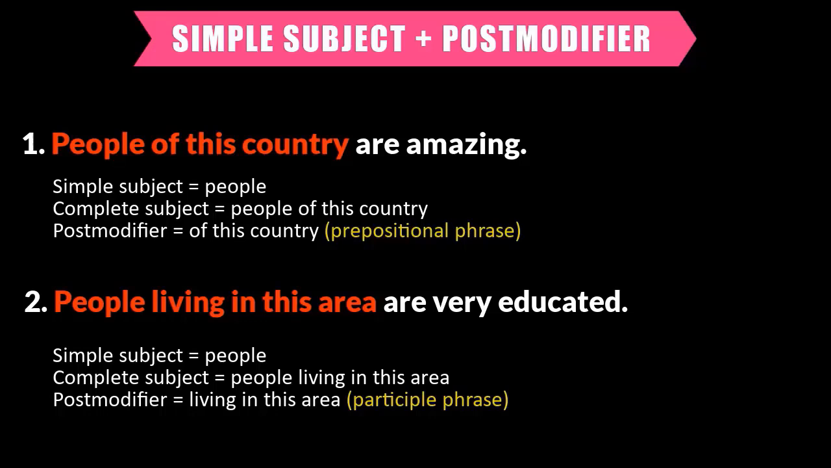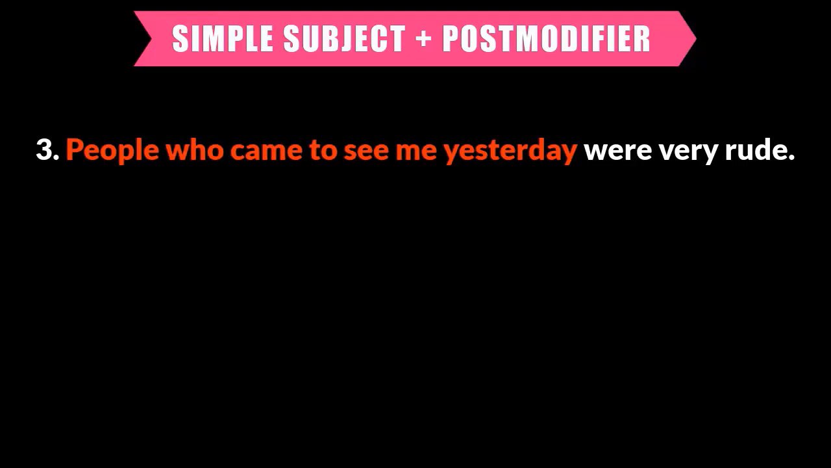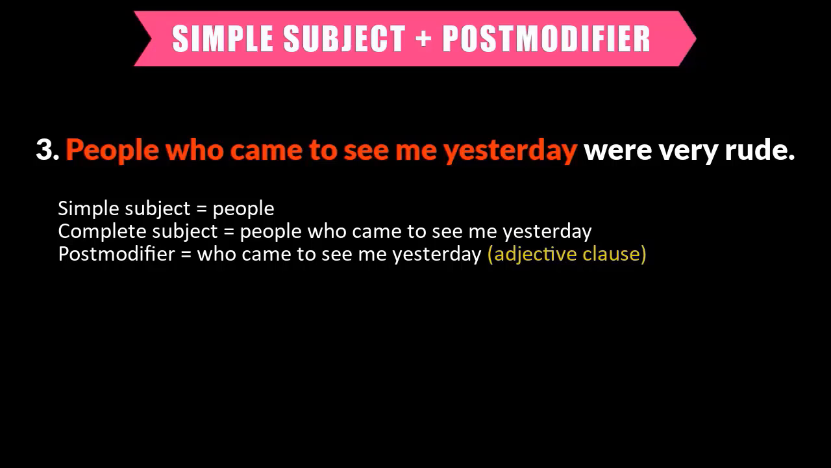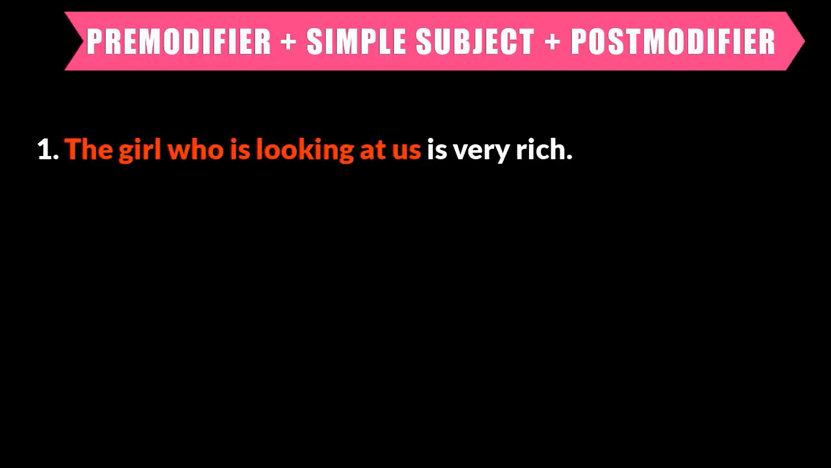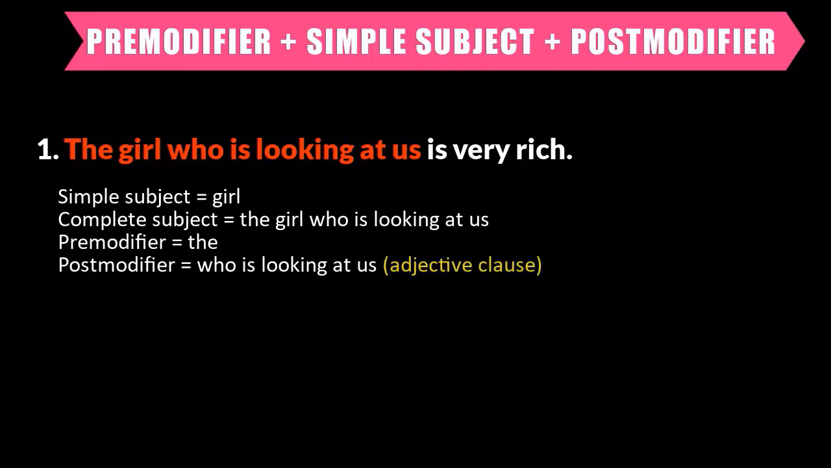You can also use an adjective clause. People who came to see me yesterday were very rude. People who came to see me yesterday. So this is your complete subject. People who came to see me yesterday, right? Third case, pre-modifier, then the simple subject, then the post-modifier. Examples, the girl who is looking at us is very rich. Which girl? The girl, pre-modifier, definite article, the girl who is looking at us. This is an adjective clause, modifying the simple subject. So we have both a pre-modifier, which is the, and a post-modifier, which is an adjective clause.